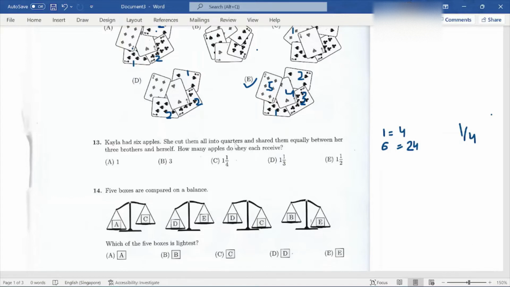So since there are 3 brothers and herself, each person would get how many quarters? 6 quarters. Each quarter is 1/4, so 6 multiplied by 1/4 would be 6/4, which is equivalent to 3/2, which is 1 and 1/2. Option E.